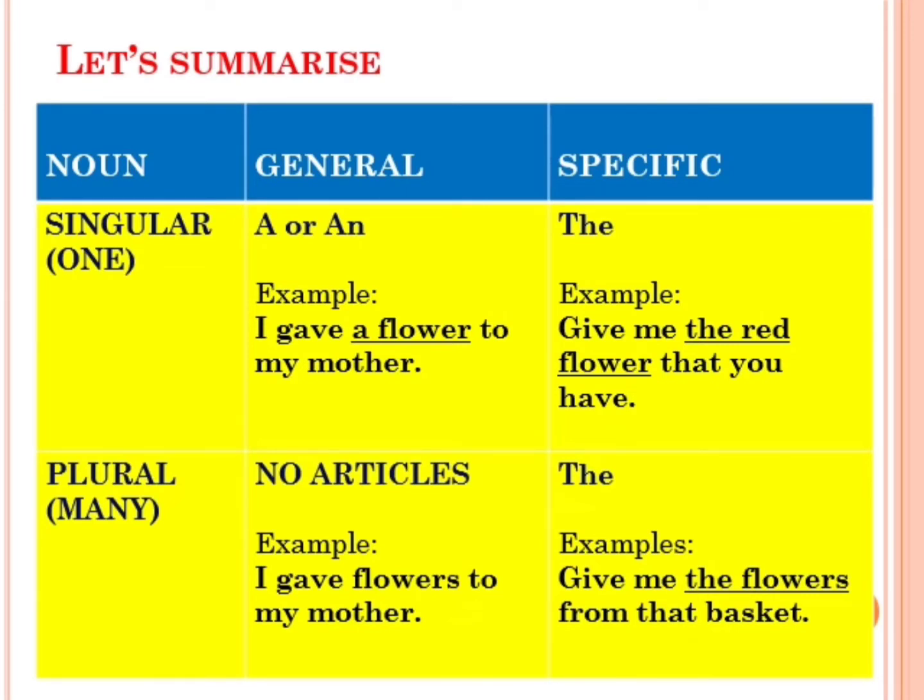Now, let's see plural nouns. For example, I gave flowers to my mother. Here, I am giving any kind of more than one flower to my mother. Therefore, no article is placed here.